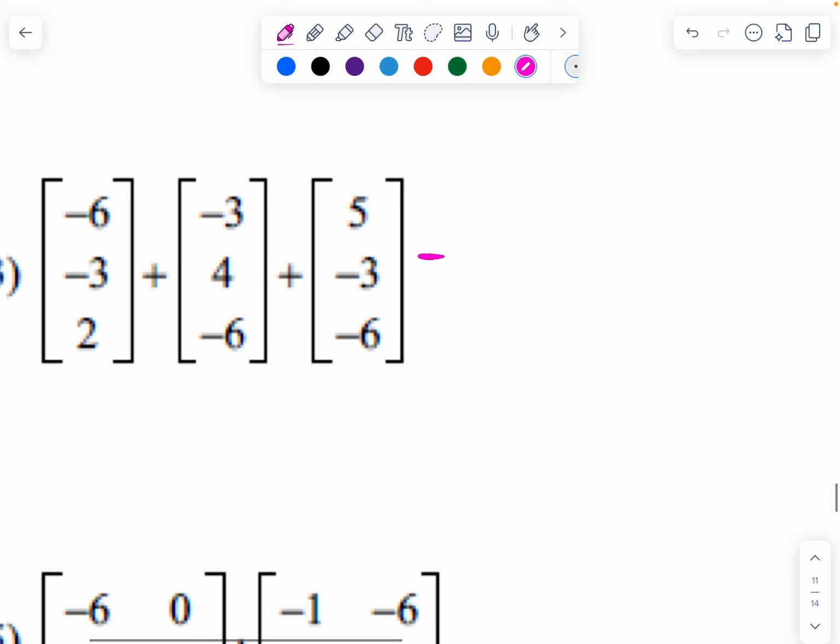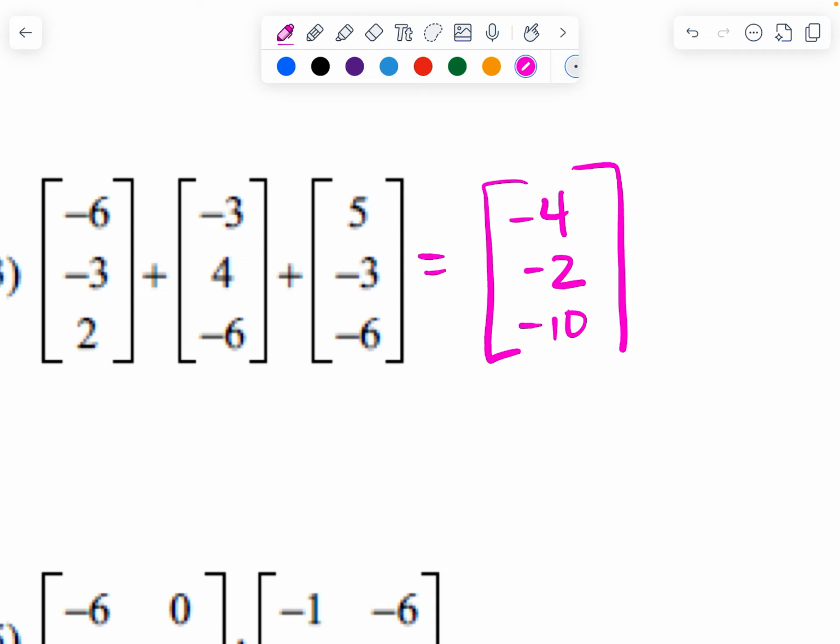This I'm going to add straight across. So negative 6 plus negative 3 is negative 9. Negative 9 plus 5 is negative 4. Negative 3 plus 4 is 1. 1 minus 3 is negative 2. Then 2 minus 6 is negative 4, so that gets negative 10.